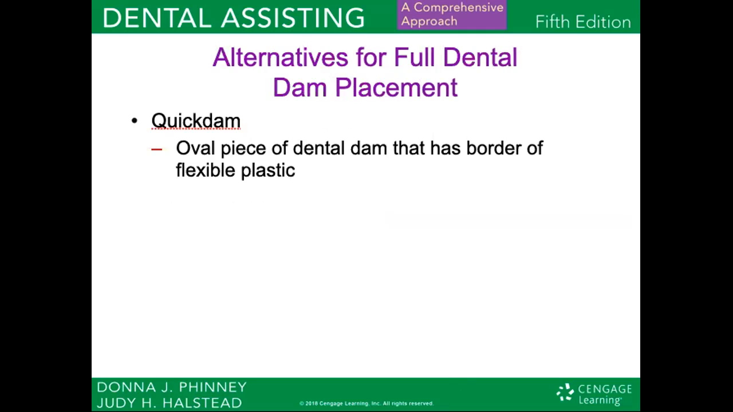So there's different alternatives for the full dental dam placement. There's things like quick dams, which are an oval piece of dental dam that has a border of flexible plastic. All of these different alternatives that we'll learn about in lab as well have their own uses, but they're not a one size fits all. And ultimately, the traditional dental dam is almost a fail safe. As long as you can work it correctly, usually it will do the job better than any alternative.